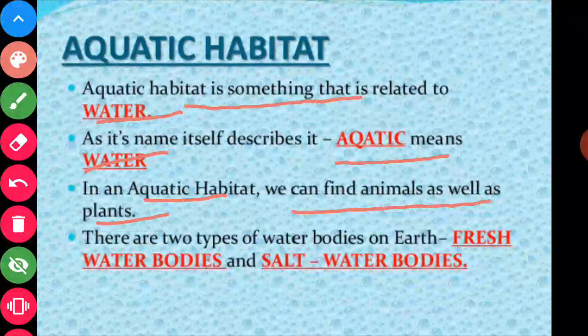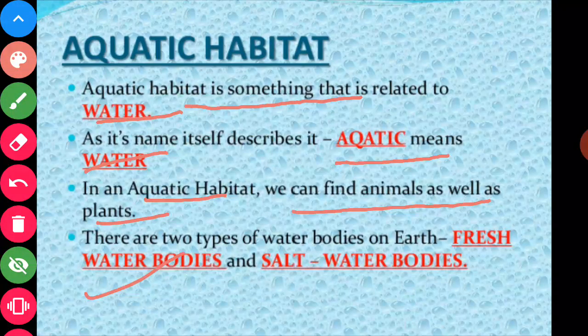There are two types of water bodies on earth. First, freshwater bodies, and second, salt water bodies. All those animals, or we can say birds, adapt themselves in those conditions, or we can say in those habitats.